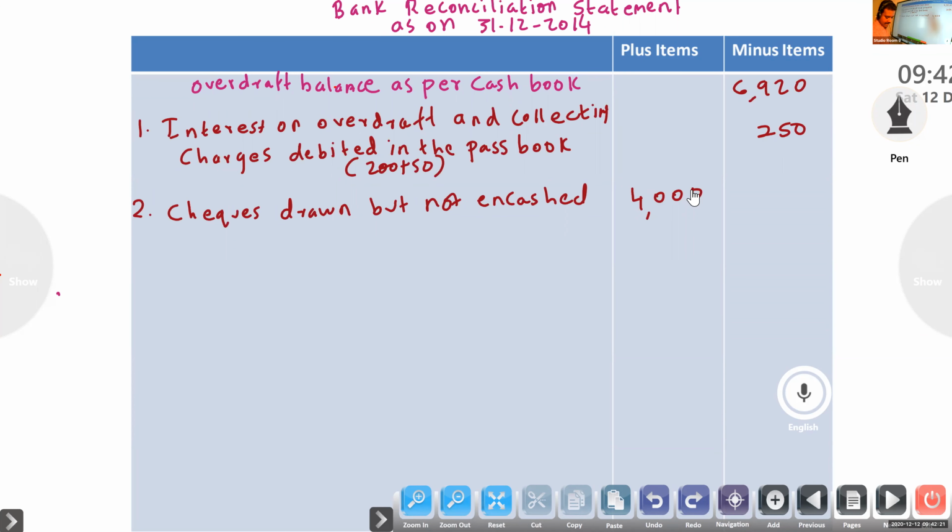Then bank collected interest and credited in the passbook. Interest credited in the passbook. Femina, plus or minus? Plus. Yes.